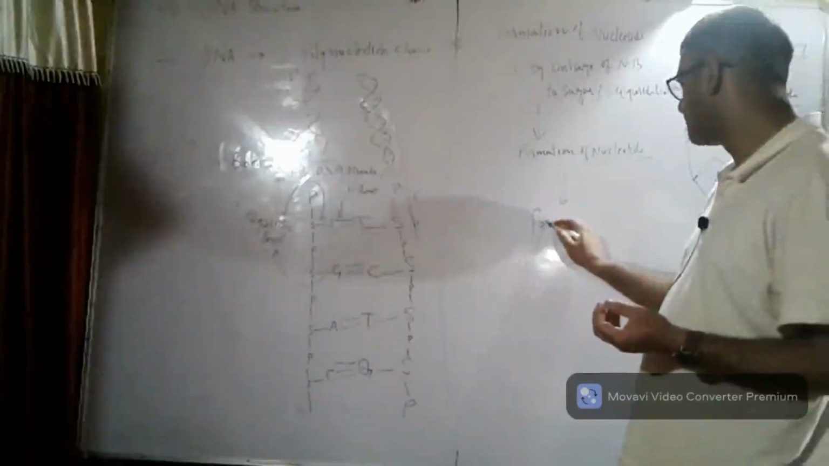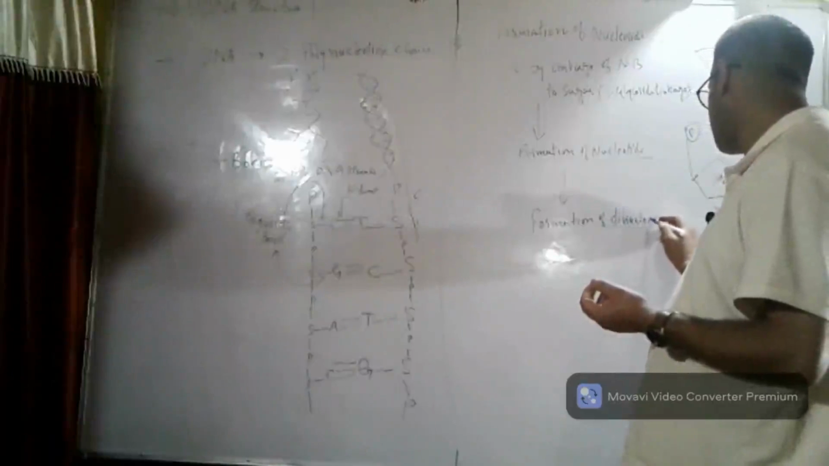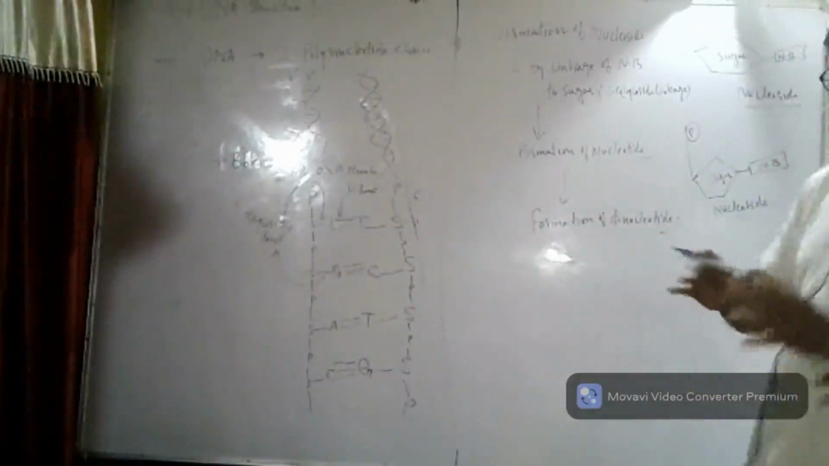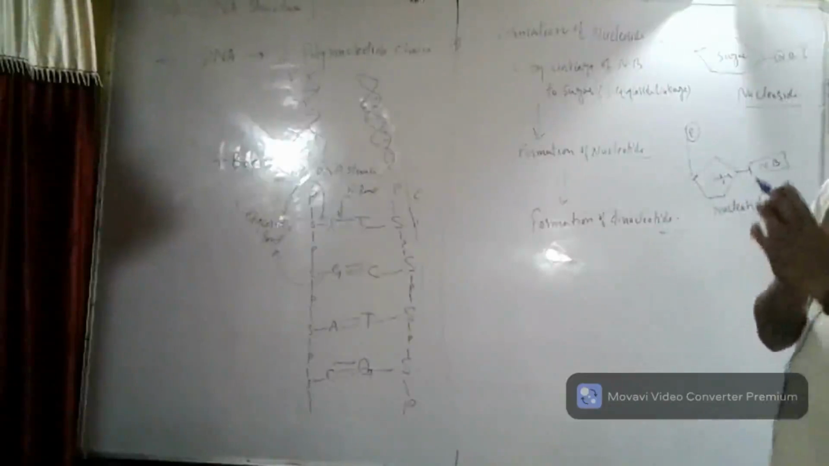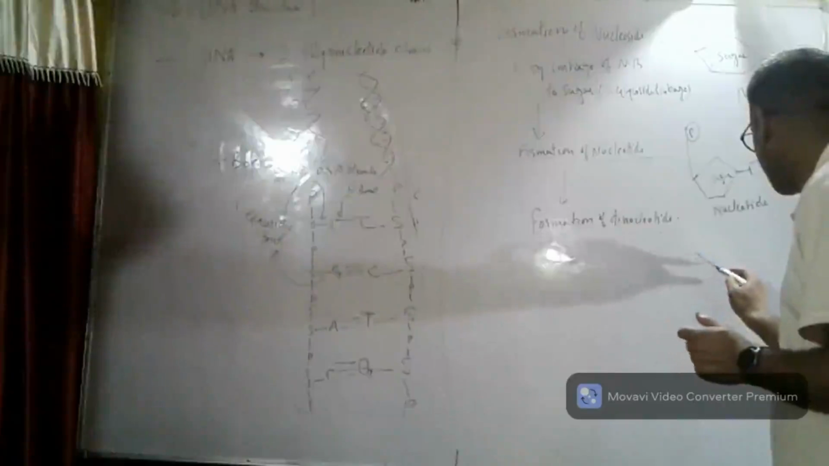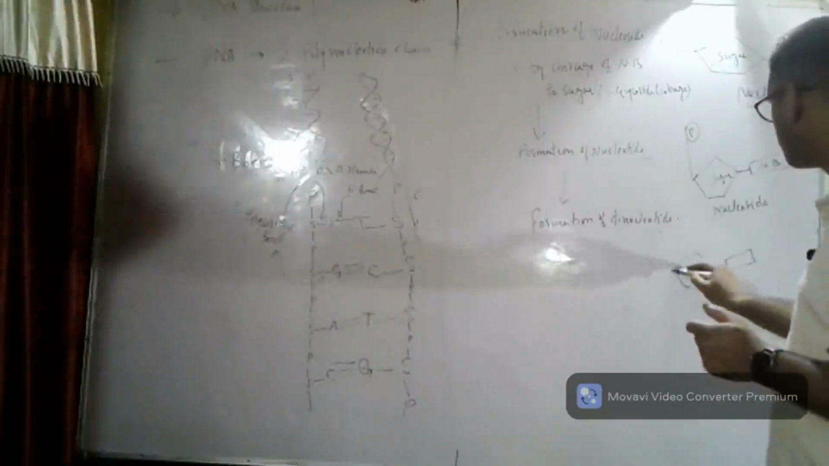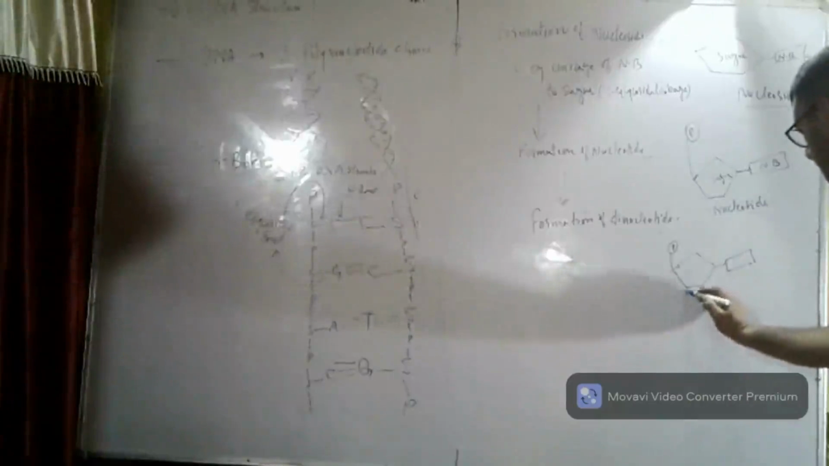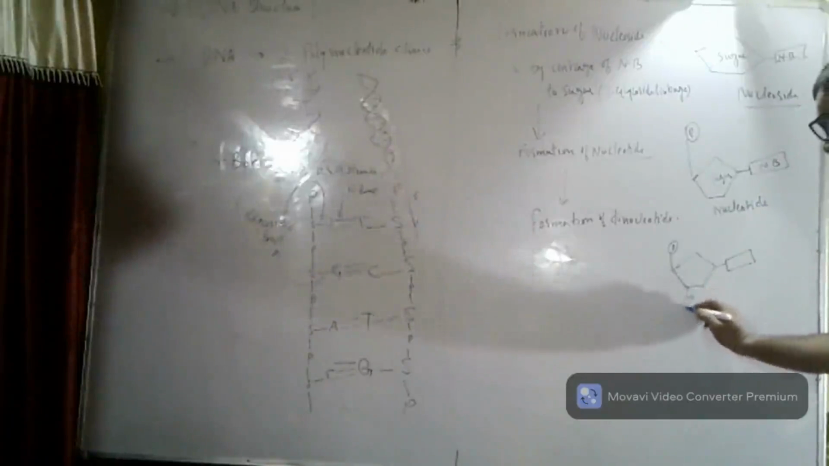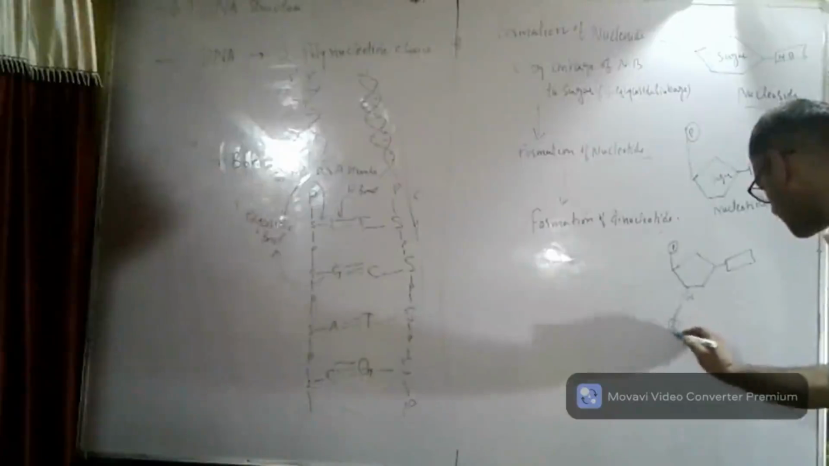Formation of dinucleotide. That means two nucleotides are joined by means of a bond that is called as phosphodiester bond. So we have a structure like this. This is one nitrogenous base, phosphate group. Then obviously at the carbon third we have hydroxyl group. It will be having bonding with the phosphate of another nucleotide.